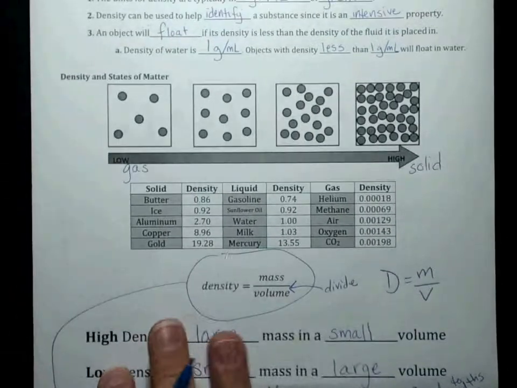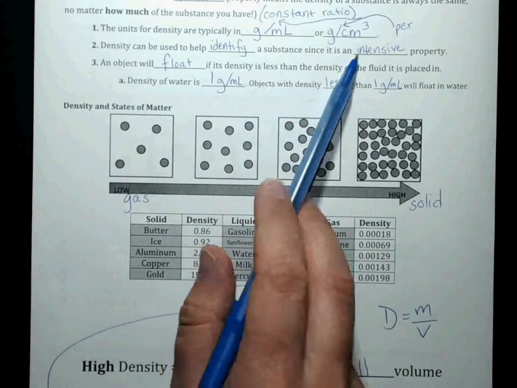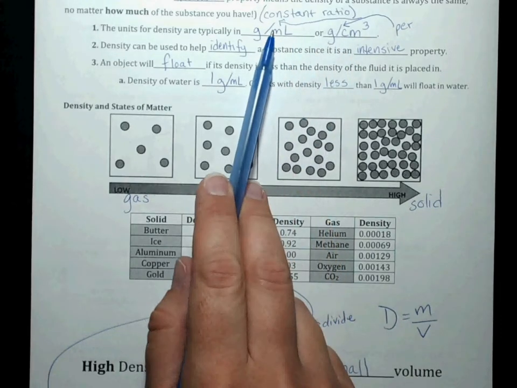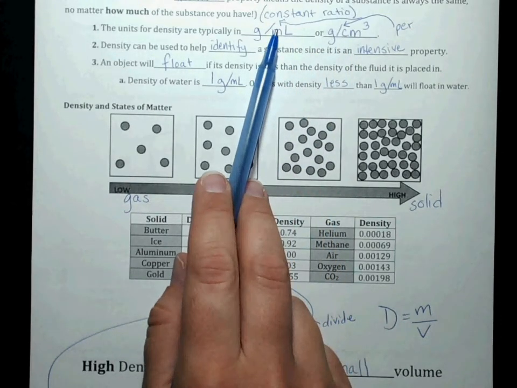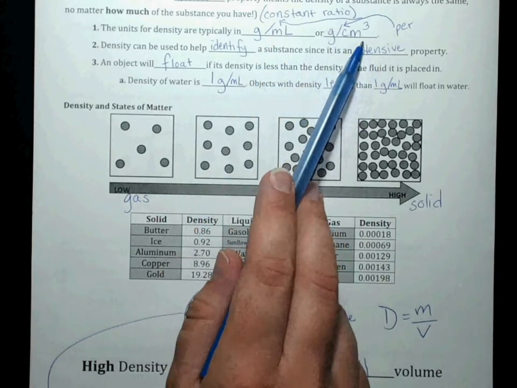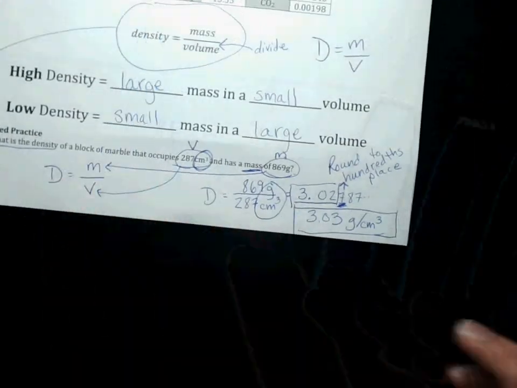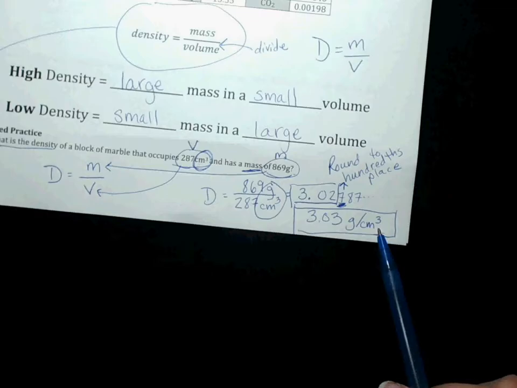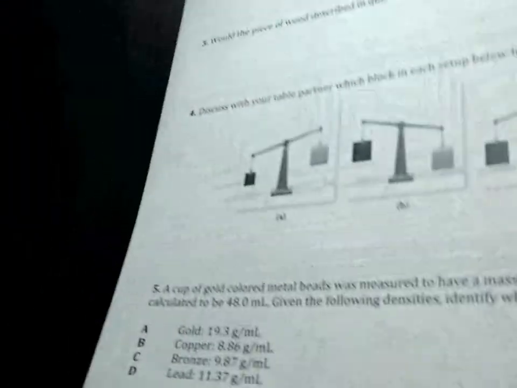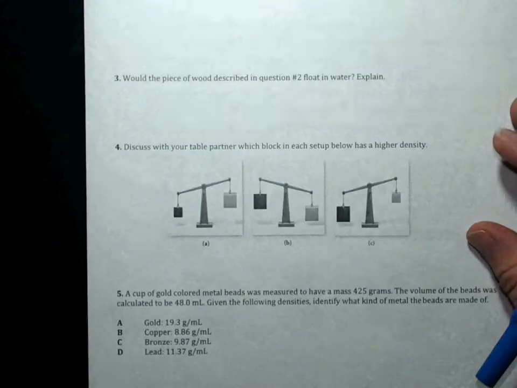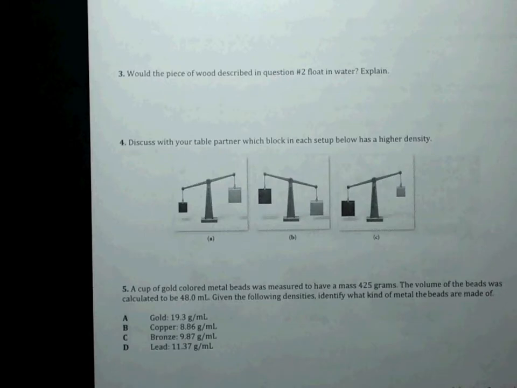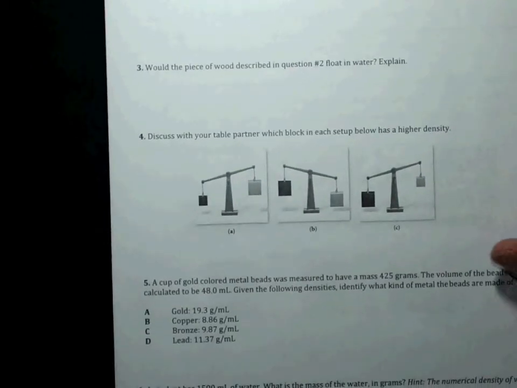Remember that your units for density are always going to be grams per cubic centimeter or grams per milliliter, at least in this class. They can be other things, but in this class we're using one of these two. Since this problem used cubic centimeters, not milliliters, that's how I picked which one was going to go in this density. Let's turn the page. I'm not going to do this entire page, but I'm going to do a couple others off of it.